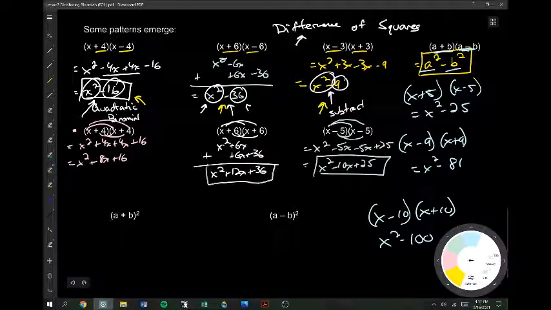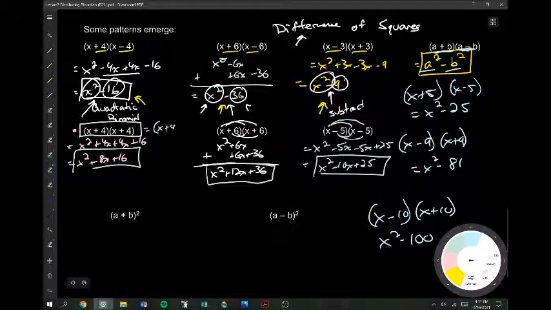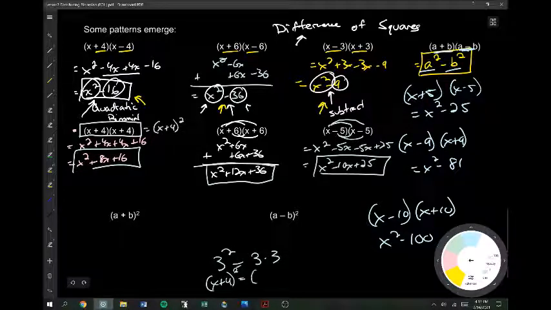Okay, now all three of these had the same sort of start. If you look at x plus 4 times x plus 4, this right here is actually the same as x plus 4 squared. x plus 4 times x plus 4 means x plus 4 squared, because to square something means you multiply it by itself. So if you square x plus 4, you multiply it by itself.